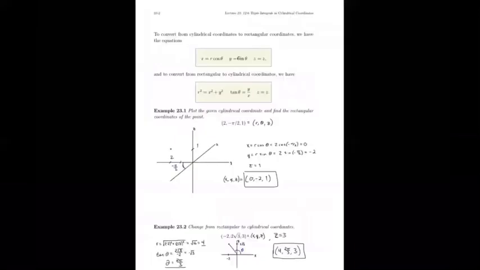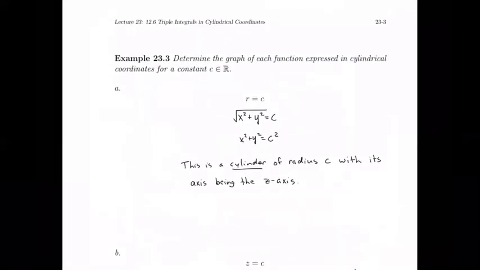Okay, that's converting back and forth between two coordinates. Just to be sure we have the basics of this, we had to see a couple of those examples. Now let's look at graphs. Determine the graph of each function expressed in cylindrical coordinates for some constant c, some real number c.